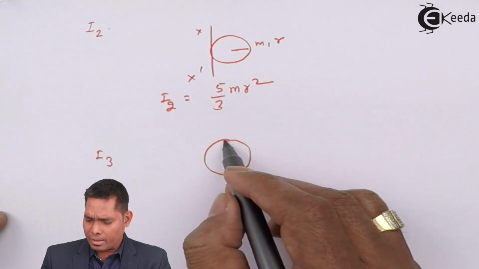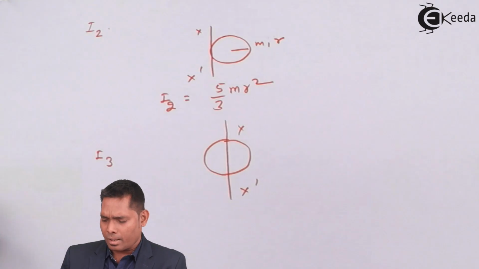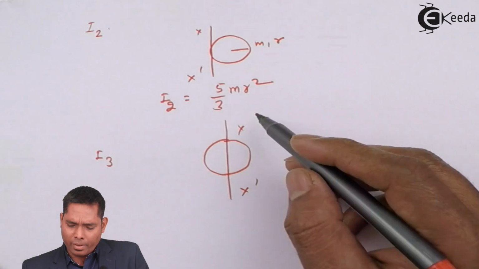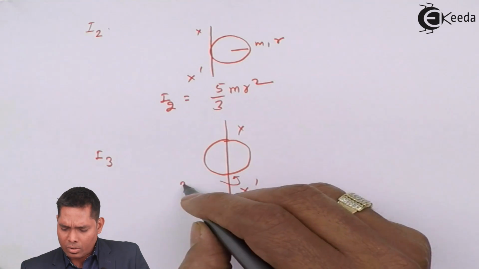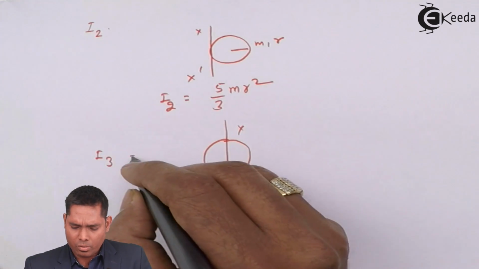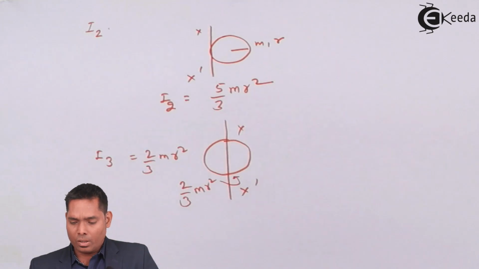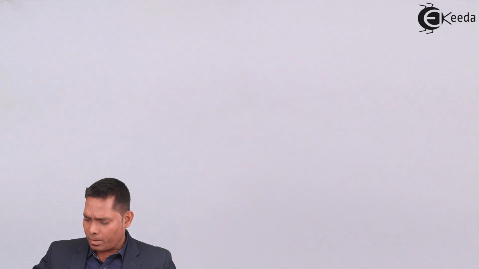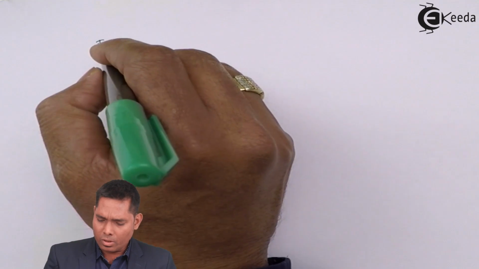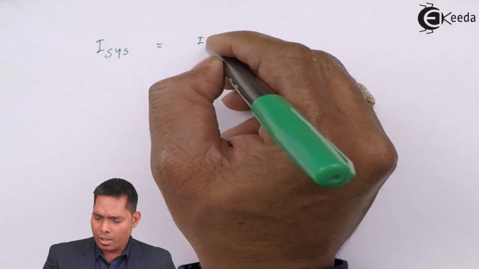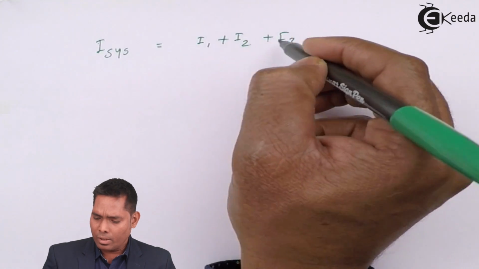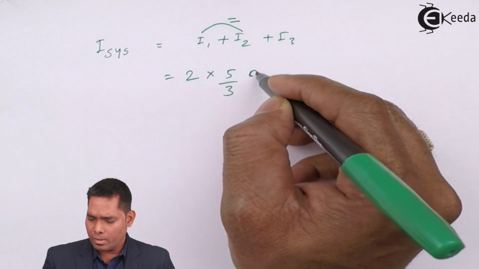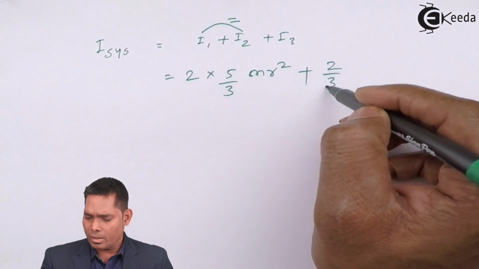What about I3? The sphere is like this and the axis x and x prime passes like that, that is about a diameter. About any diameter, we know it is 2 by 3 mr square. So this will be 2 by 3 mr square. If I add them, the moment of inertia of the system of three spheres I1, I2, I3: I1 and I2 are the same, so it is 2 times 5 by 3 mr square plus 2 by 3 mr square.